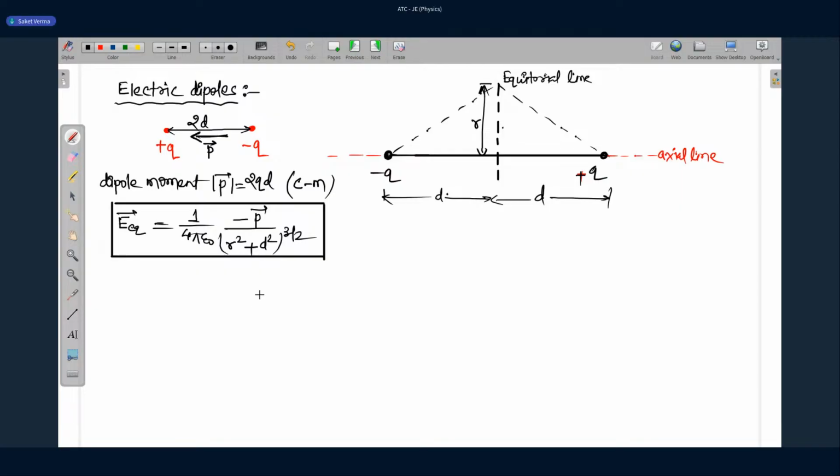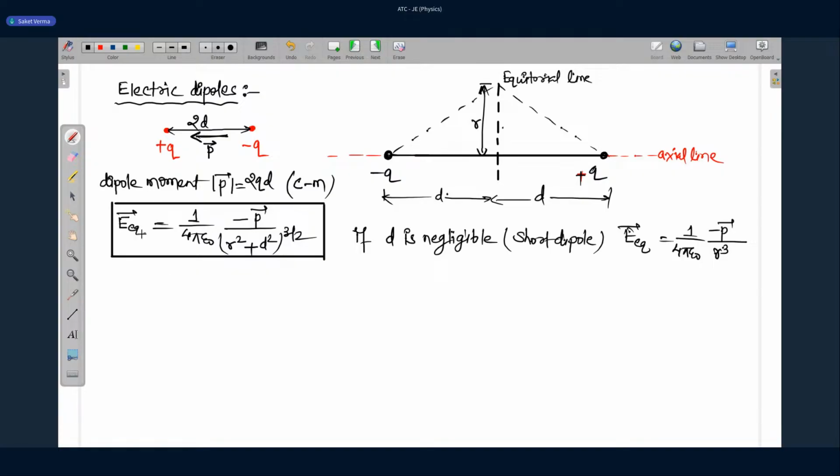If it is a short dipole, in the sense that the distance between the charges is almost negligible, so when you neglect d, that is known as a short dipole. Then this formula for E equatorial becomes 1 upon 4 pi epsilon naught, minus P upon r square, since d is negligible, and we get r cube.